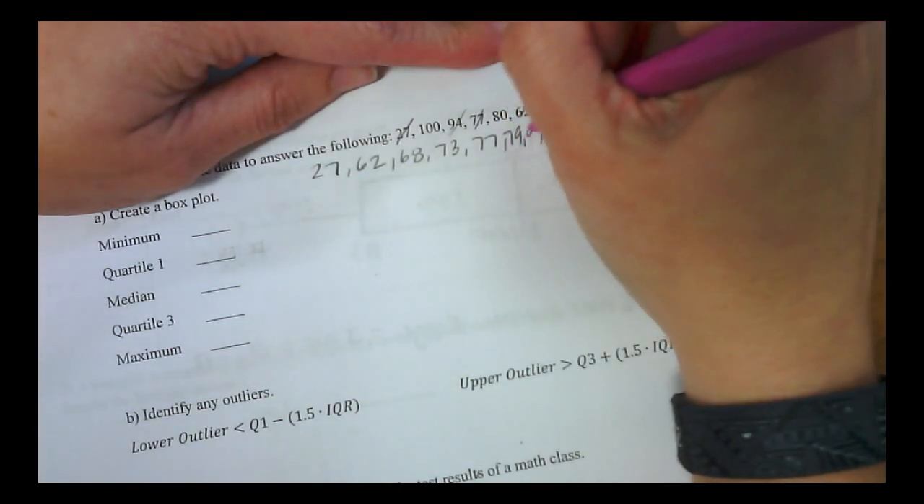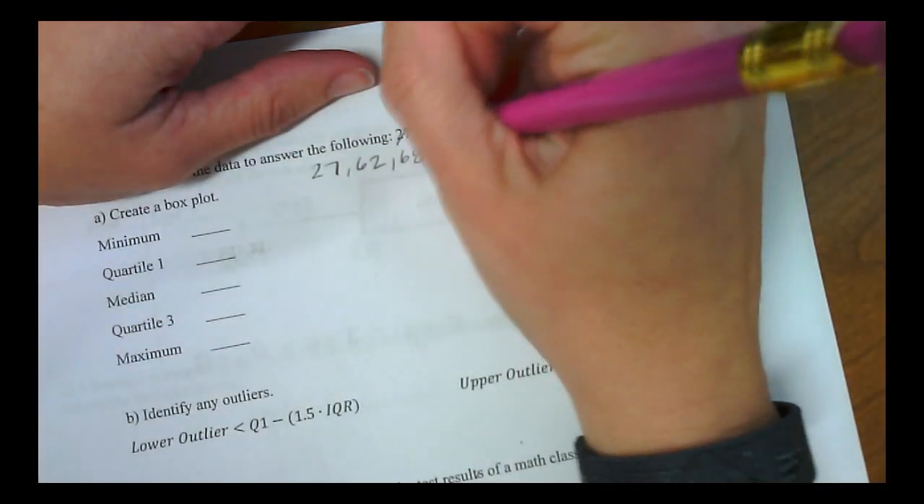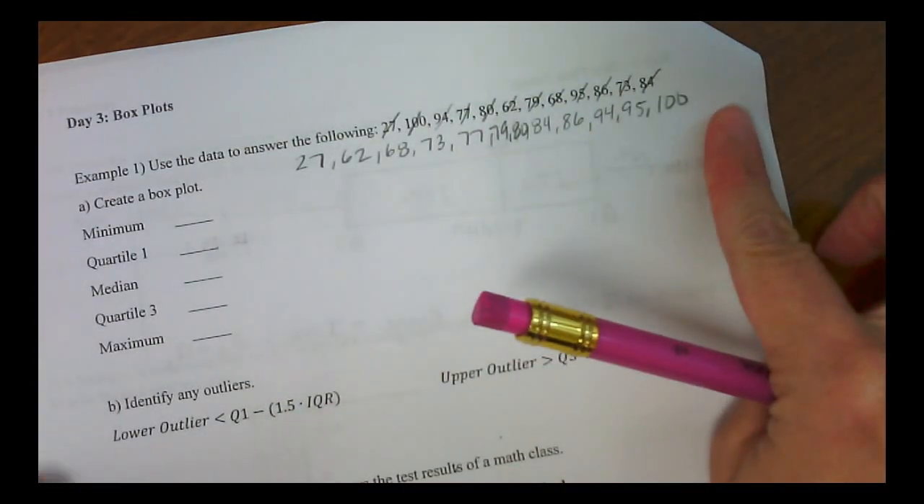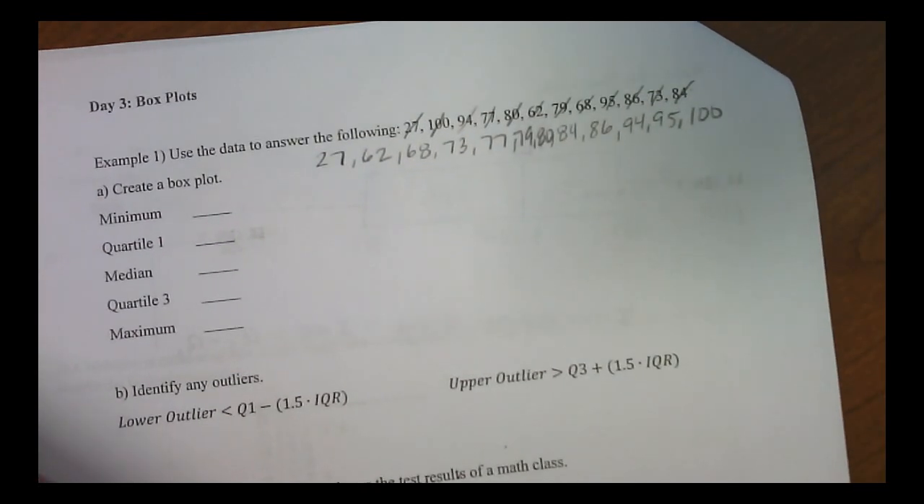We've got 79 and 80. And then we've got 100 as our final value. So this is all of our numbers for our box plot.